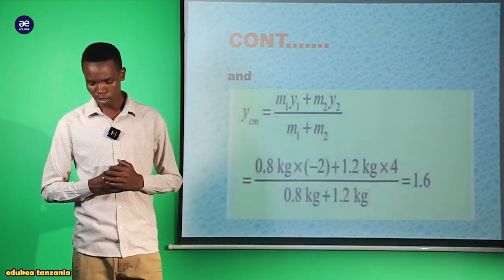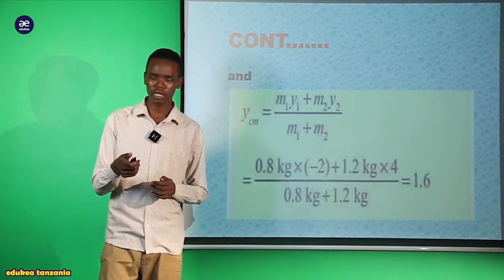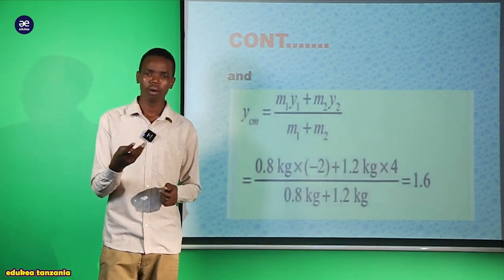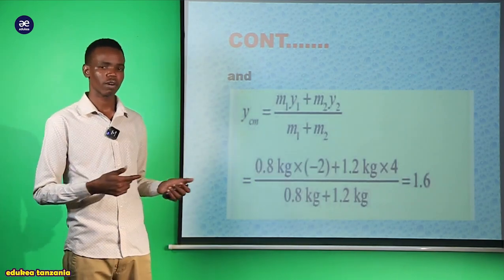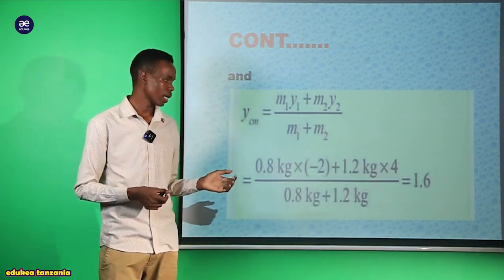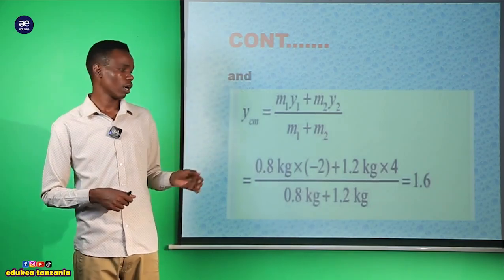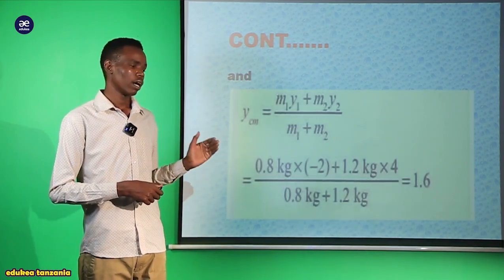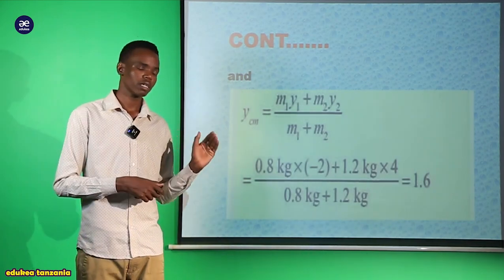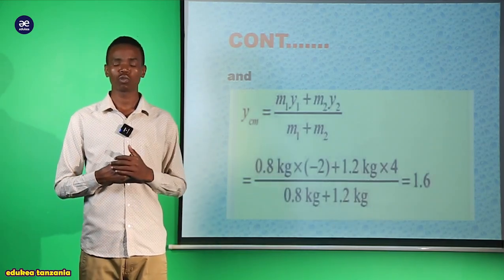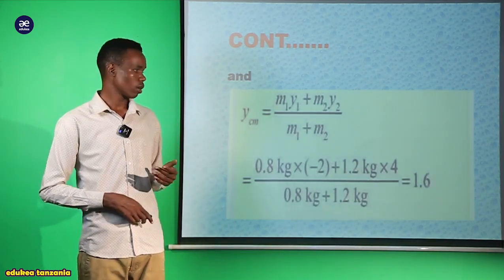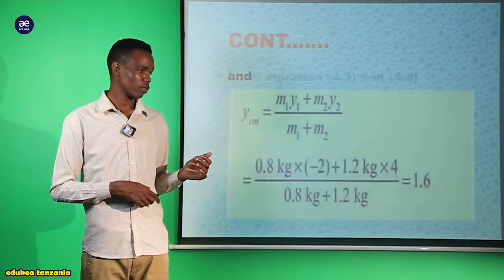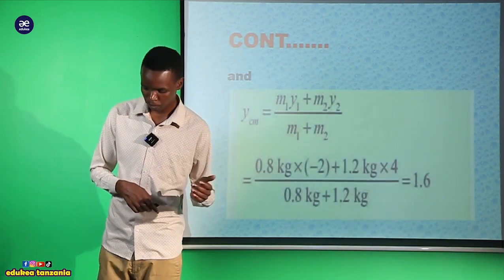So finally, we are supposed to take our calculator, my dear. Take your calculator and substitute these values. After substituting the values you were given, you will find that the center of mass along the y-axis must be equal to 1.6. This is our coordinate. But for the x coordinate we got -1.4, while here it is 1.6.